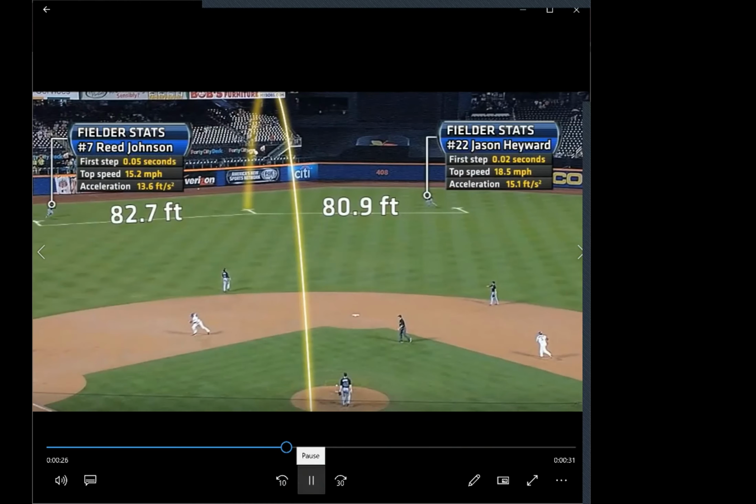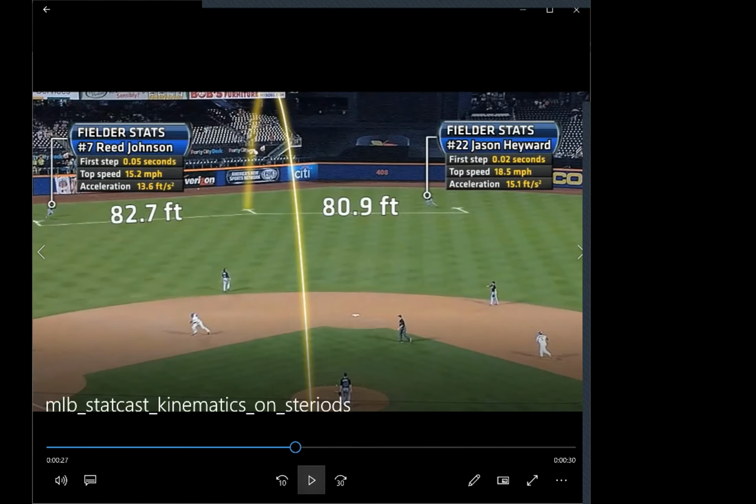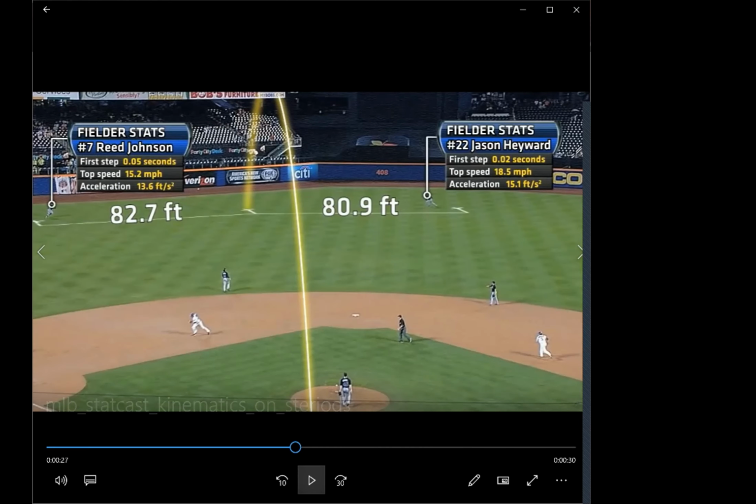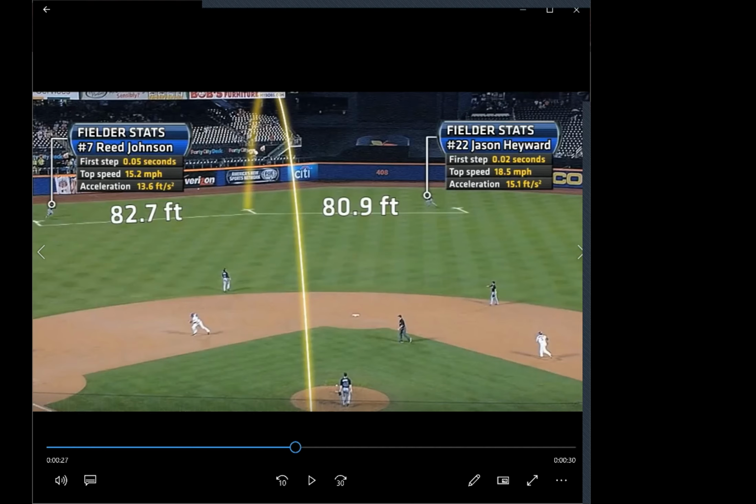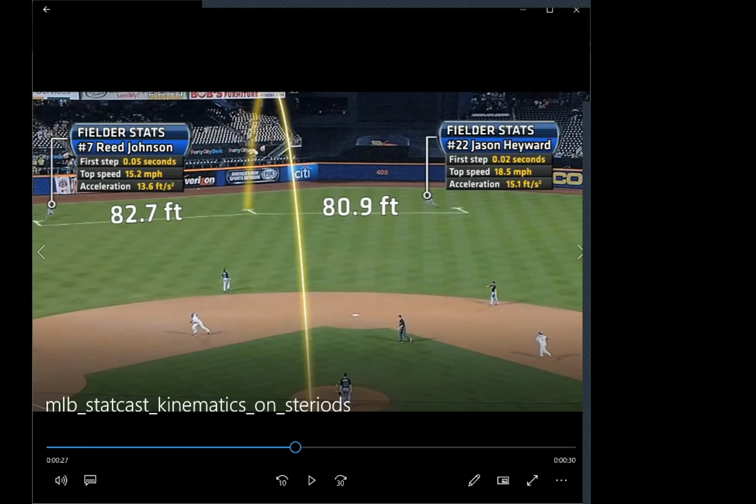Look how far Hayward had to go. Okay, now it's analyzing the players, right? The guy in left field was a little slower. It took him 0.05 of a second to start moving to his left when he saw the ball hit. It took the guy in center field 0.02 of a second to start moving. These baseball players are incredible.